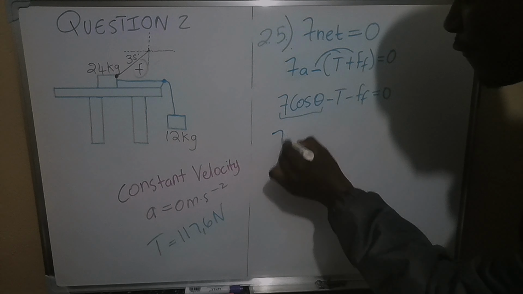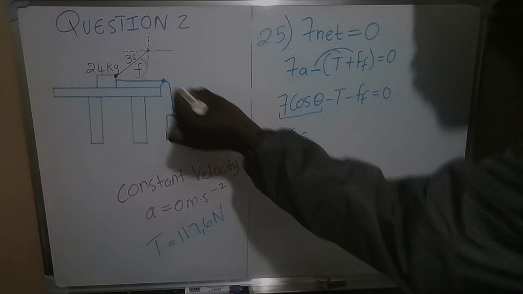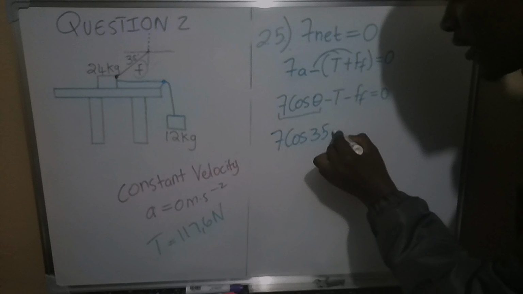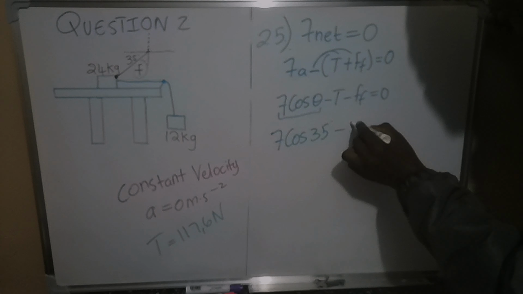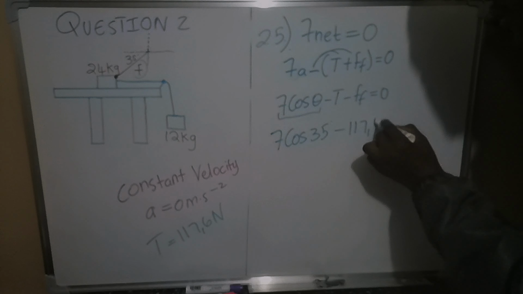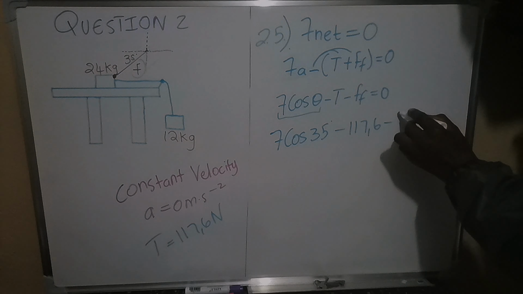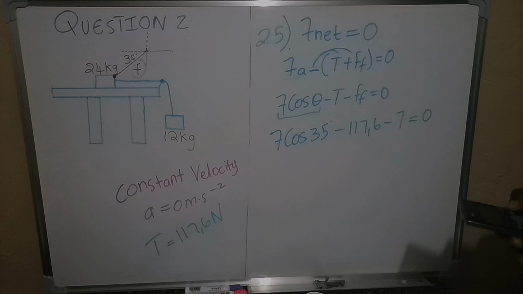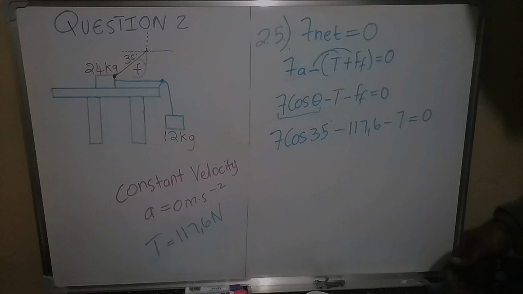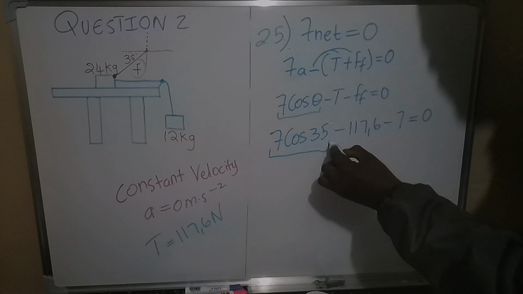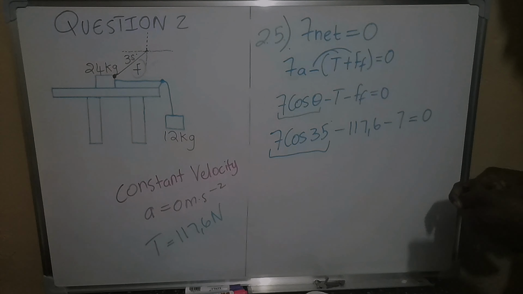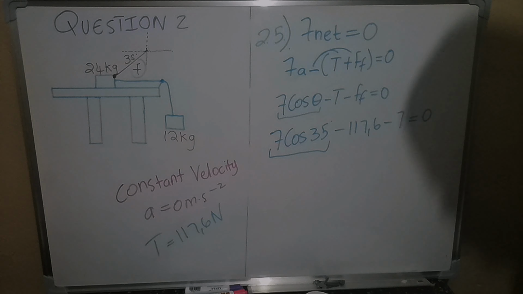Yes. So you're going to have force cos 35 degrees minus our tension 117,6 minus, what is our frictional force? 7 newtons is equal to 0. So just leave the force term out for now and focus on adding the constants. So what are our constants? Negative 117,6 minus 7.